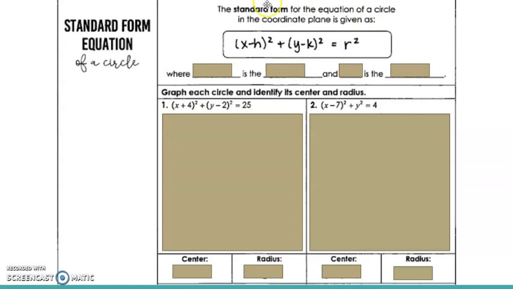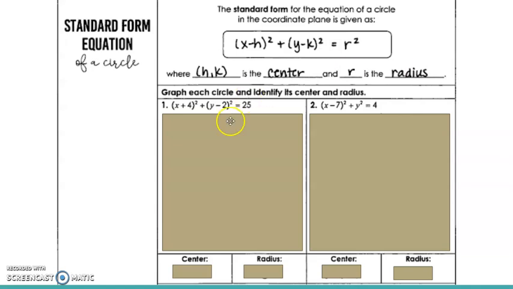Now the distance formula is just like this, except it has the square root and it's equal to d. In this case, r² comes in because we squared everything. h and k are representing the center of our circle, and r is representing the radius of our circle.